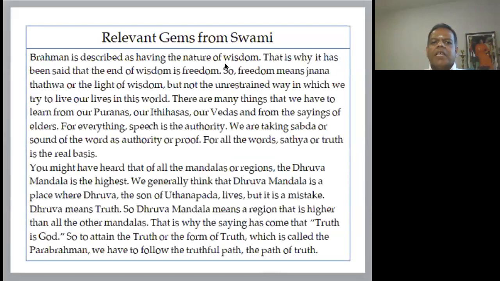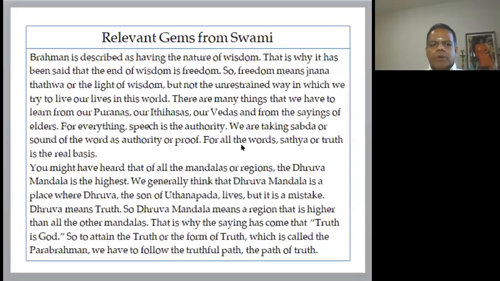Brahman is described as having the nature of wisdom. That is why it has been said that the end of wisdom is freedom. So freedom means jnana tattva, or the light of wisdom, but not the unrestrained way in which we try to live our lives in this world. There are many things that we have to learn from our Puranas, our Itihasas, our Vedas, and from the sayings of elders. For everything, speech is the authority.